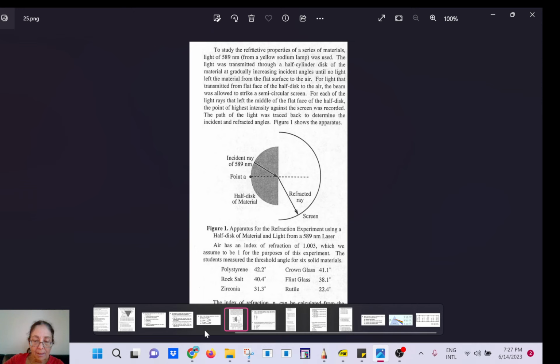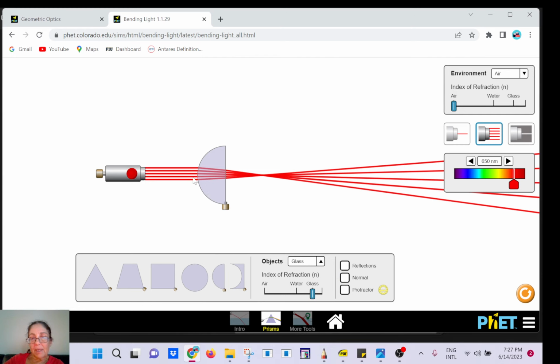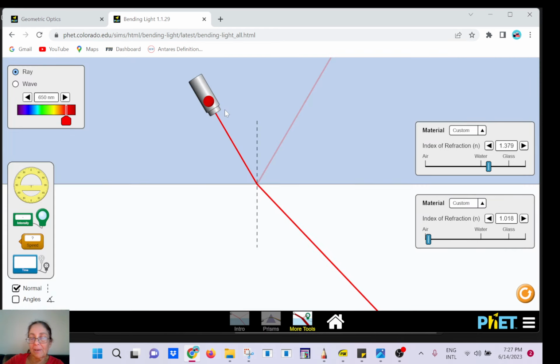half disk here will behave like a converging lens. You see, because it's thicker at the center and thinner at the edge. So that will be like a converging lens. Second of all, let's just quickly review the critical angle. Critical angle only happens when you go from slow to fast, so from a larger index of refraction to a smaller index of refraction.